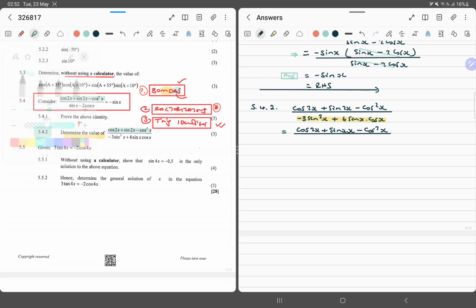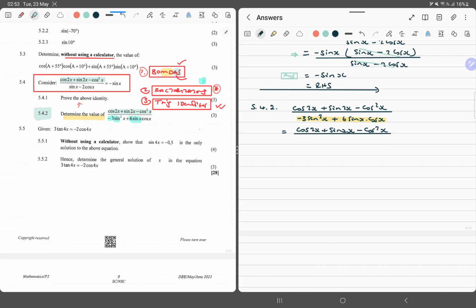Because 6 can be split into 3 times 2. So there is a 3 sine x, which means we're going to factorize this.